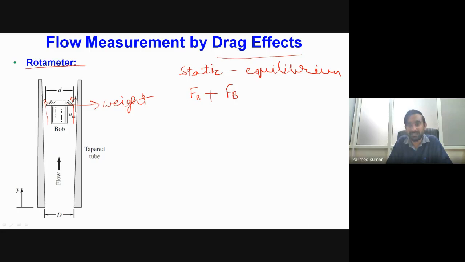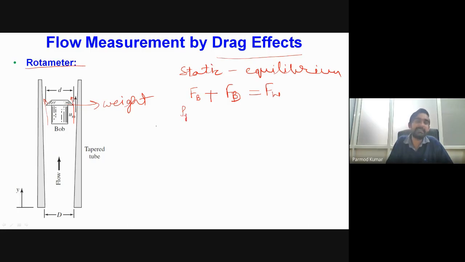So I'm considering the sign of the force in the positive y direction as positive. So drag force is also acting in the upward direction. So both these forces will be balancing nothing but our weight of the floating object, which is acting in the downward direction.